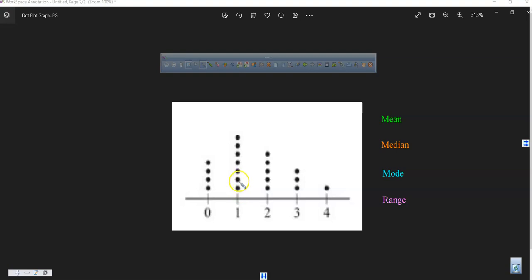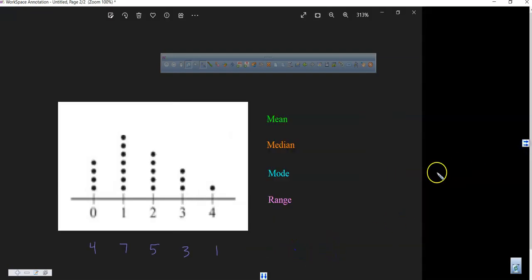There's a frequency of 7 ones, 5 twos. So there's 4 zeros. Okay, there are 7 ones, there are 5 twos, there are 3 threes, and there is 1 4. So if you were to make, let's say, a little table to go along with that.